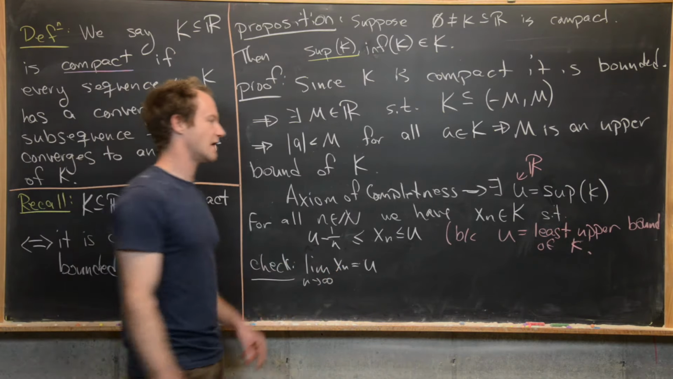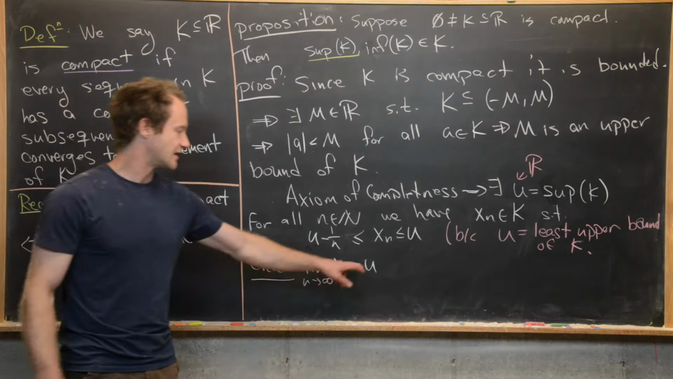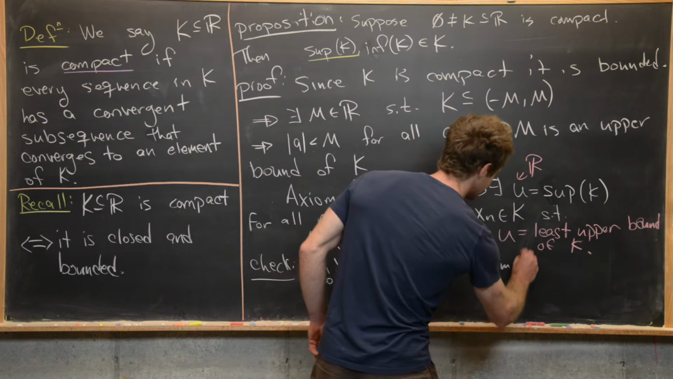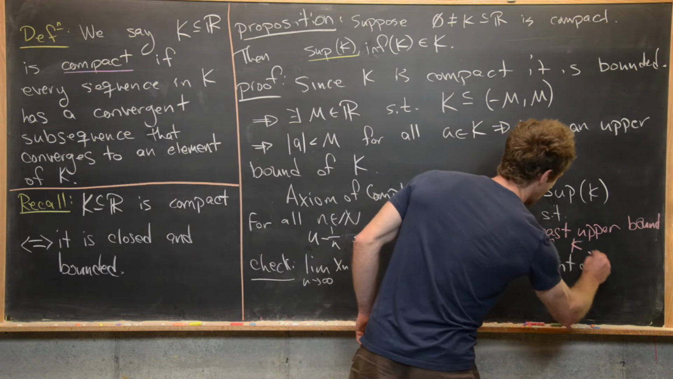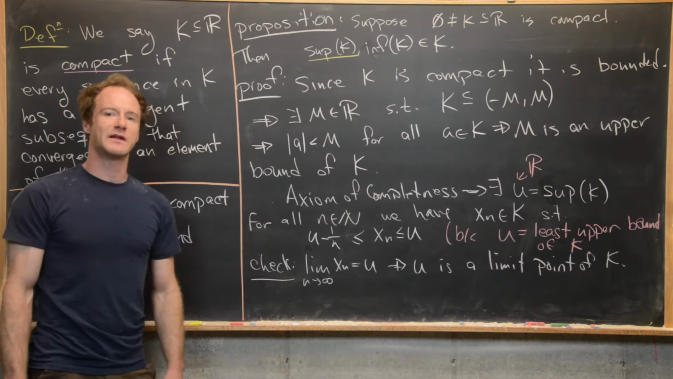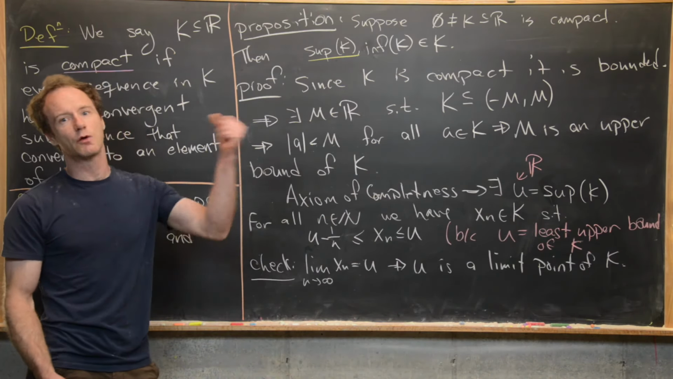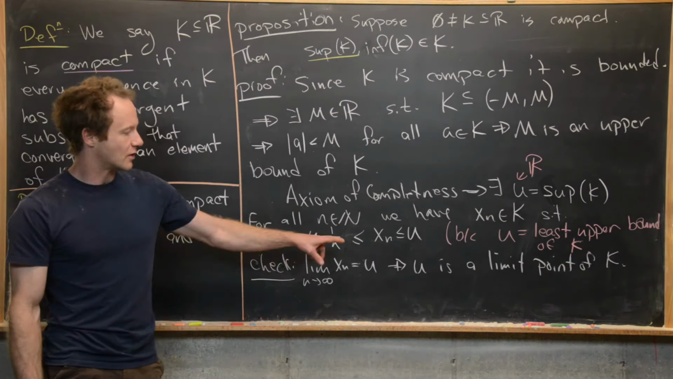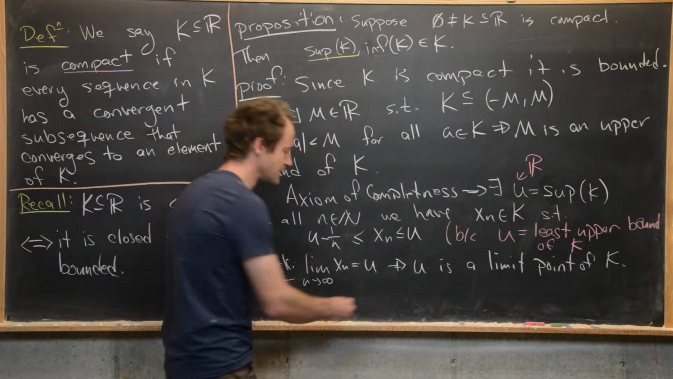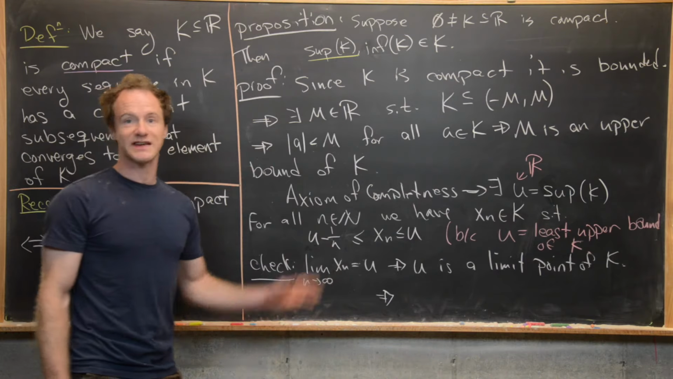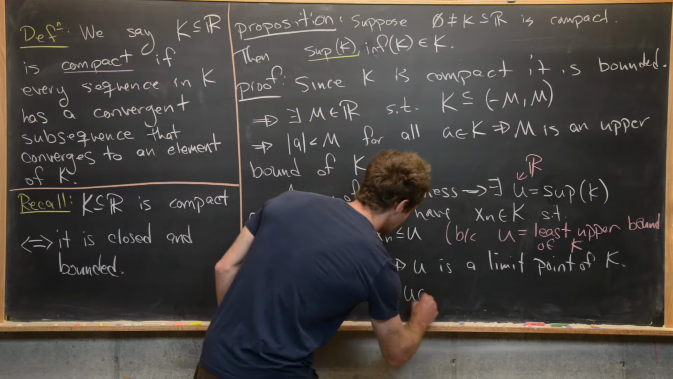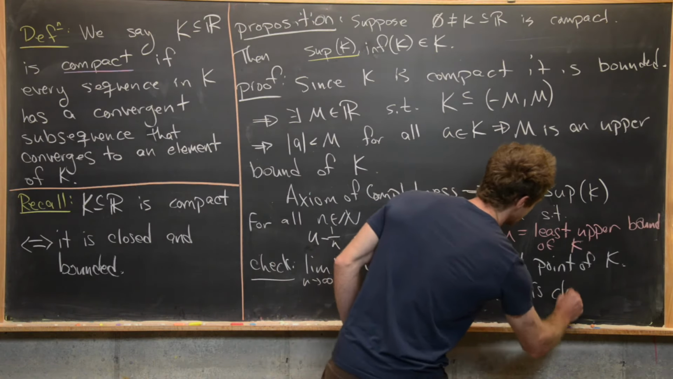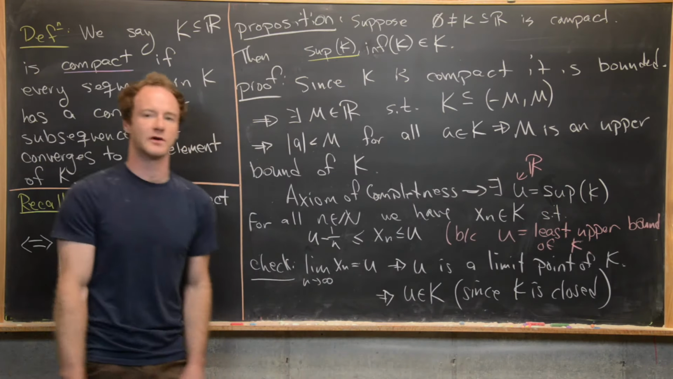Okay, great. So now, what do we have? We have a sequence of numbers inside of K converging to U, but what that means is that U is a limit point of K. So the definition of a limit point didn't have anything to do with a sequence, but an equivalent formulation that we proved had some sort of sequential notion to it. So we've got U as a limit point of K, but then since K is closed, it contains all of its limit points. So that means U is in K, and this is since K is closed. The definition of being closed is containing all of your limit points.